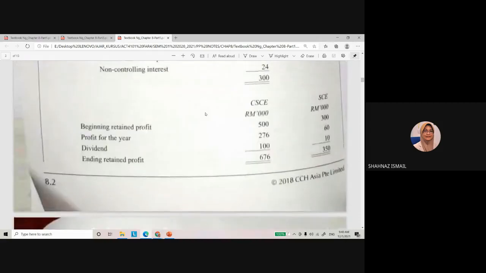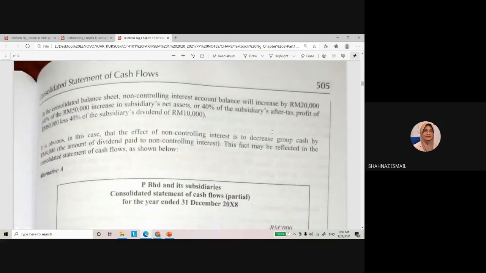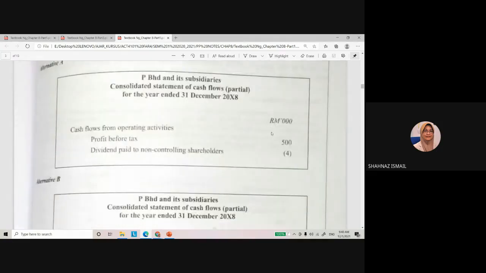Okay, and in the consolidated financial statement, okay, profit for the year kat sini 60, right? So dia akan based on apa, dia akan increase based on the 40% of the 60,000. Alright. So the cash flow from operating activities, okay, will be this 4%.